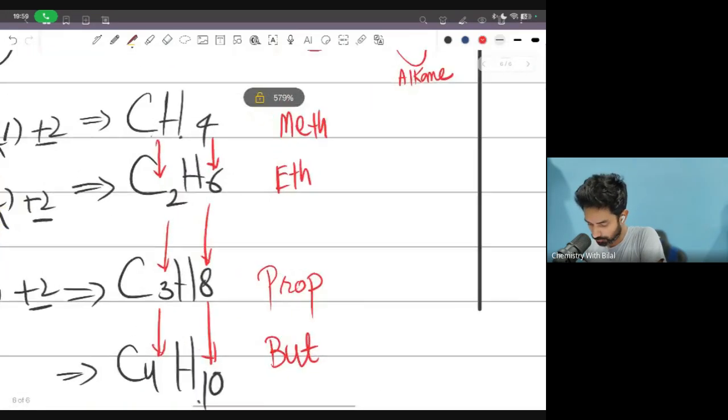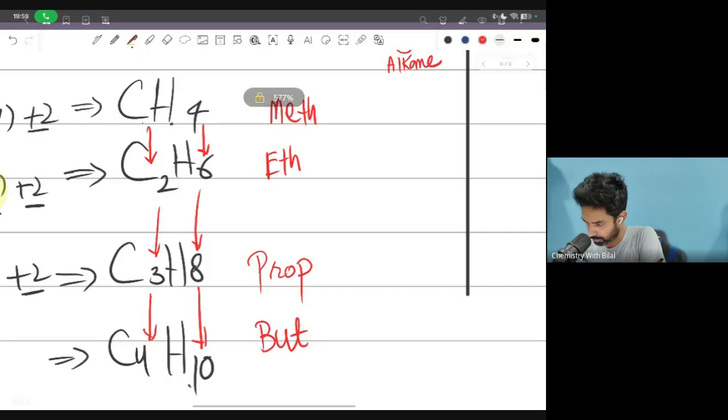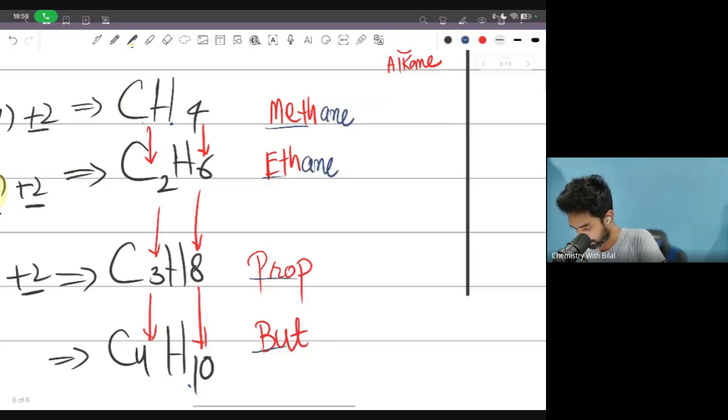Now, since all of these go by that formula, which is called alkane, they belong to the same family. ये सब लोग एक ही family के member हैं. Since they belong to the same family, इनकी stem तो हमने change कर दी: meth, eth, prop, but. तो इन सब के end पे हम लिखेंगे ane, ane, ane and ane. So methane, ethane, propane and butane.